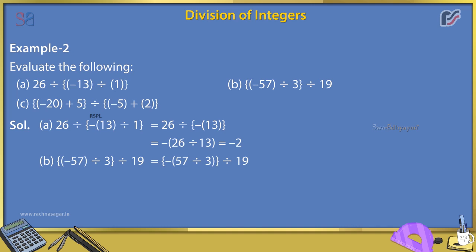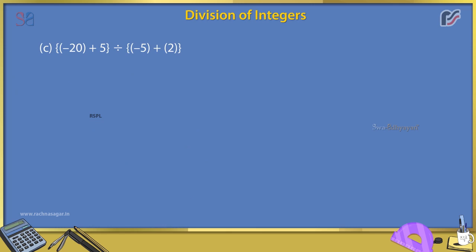B. (−57) ÷ 3 ÷ 19, which is equal to −(57 ÷ 3) ÷ 19, which is equal to (−19) ÷ 19, which is equal to −(19 ÷ 19), which is equal to −1. C. (−20 + 5) ÷ (−5 + 2), which is equal to (−15) ÷ (−3), which is equal to +(15 ÷ 3), which is equal to +5.